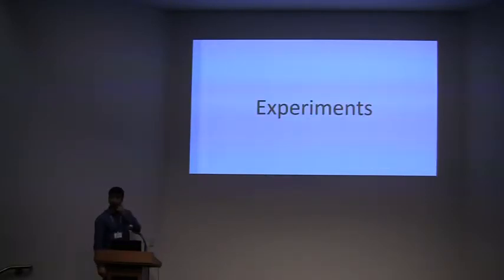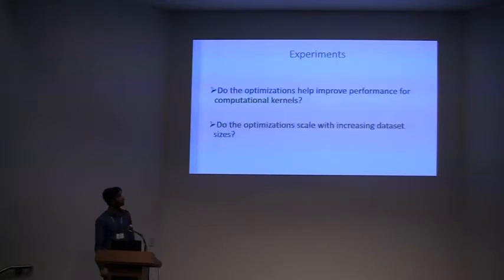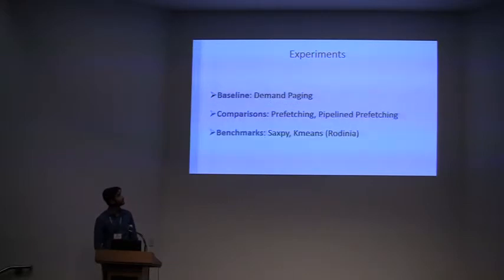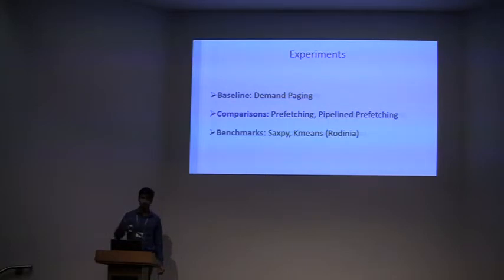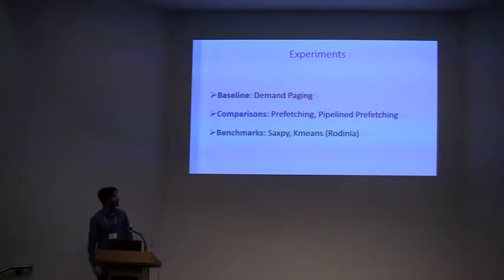Now coming to the experiments, the experimental section. The goal of the experiments is to firstly understand if these optimizations are useful at all. The second, related goal is to see if these optimizations scale with larger data sets, if the benefits scale. As a baseline, we're going to be comparing against demand paging. So we're just demand paging, no optimizations enabled. And the comparisons are going to be against prefetching and pipeline prefetching, where we're going to be chunking the kernel.